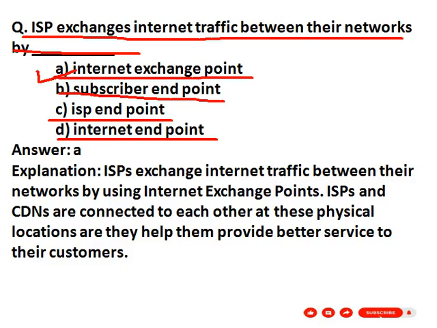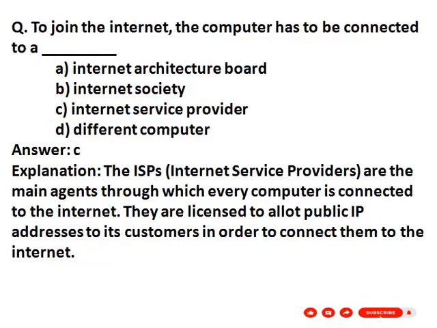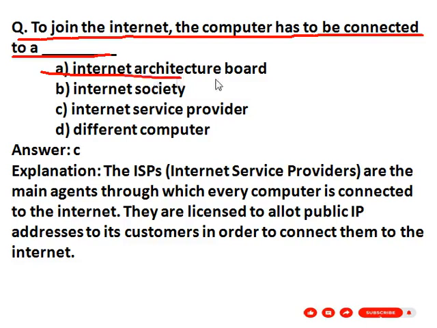Next question. To join the internet, the computer has to be connected to a dash. Given options are A. Internet Architecture Board, B. Internet Society, C. Internet Service Provider, D. Different computers. Your correct answer is option C.